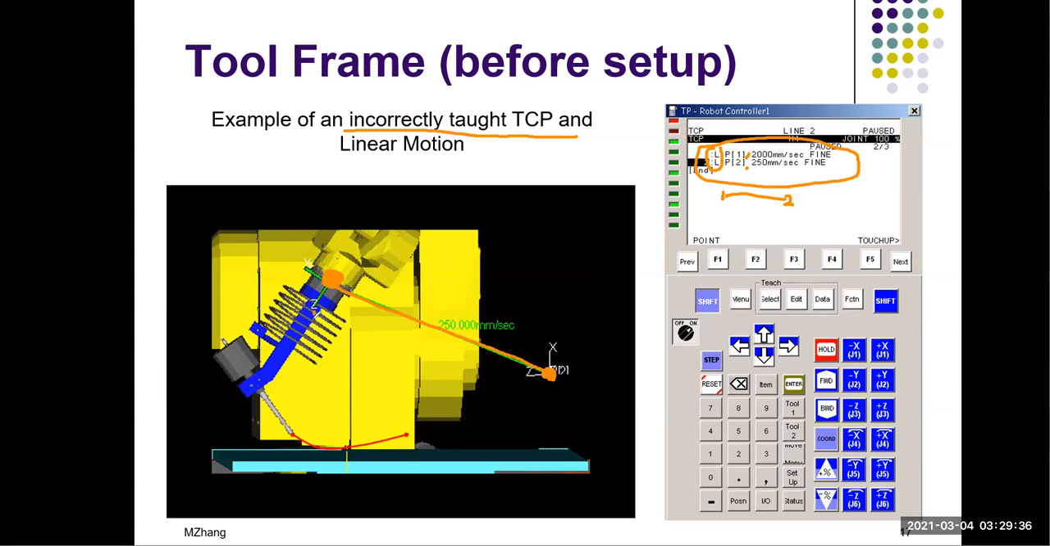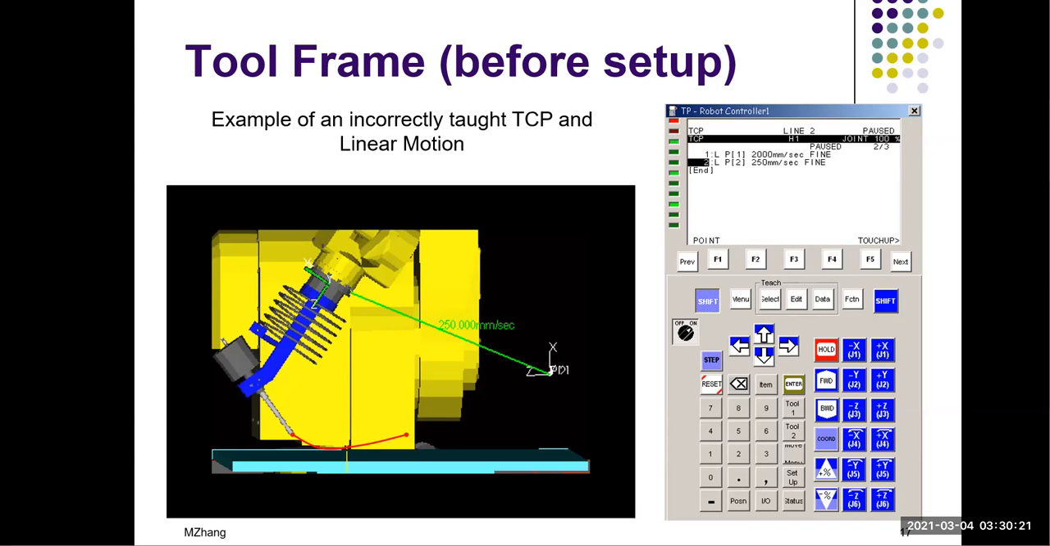But your real tooling, you see here, is maybe a glue gun or something like that, right? You can see here, that's where the job is being done. That's the real TCP. But if you don't do the setup, the robot will never know your real TCP is here on the red dot. It will just keep the default TCP on the straight line. So once you run the program, you will see something like this: a straight line maintained on the default, but on the real job, it's not a straight line, it's a curve.